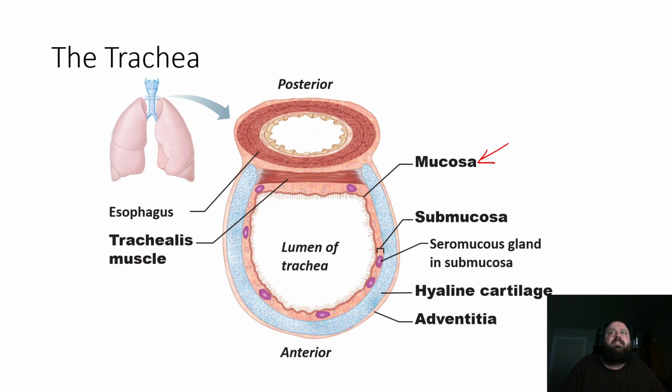The mucosa is, now remember, now that we're in the trachea, the respiratory system and the digestive system have diverged. So now it's just an airway again. We don't need to have stratified squamous epithelia. We go back to the default for the respiratory tract, which is pseudostratified ciliated columnar epithelia with mucus. You can even see the cilia in the picture here. And exactly the same thing as in the nasal cavity and the nasopharynx.